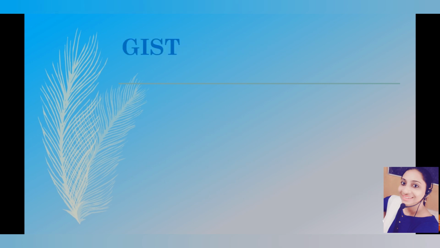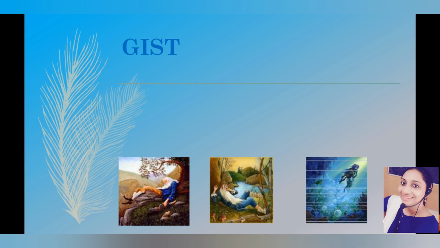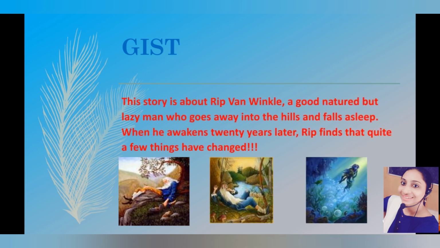So, first of all, children, let's see the gist of this story. This story is about Rip Van Winkle, a good-natured but lazy man who goes away into the hills and falls asleep. When he awakens 20 years later, Rip finds that quite a few things have changed. Okay, now let's see.